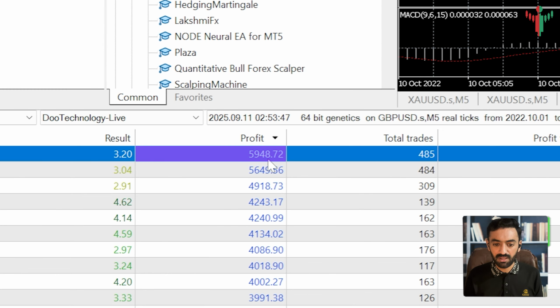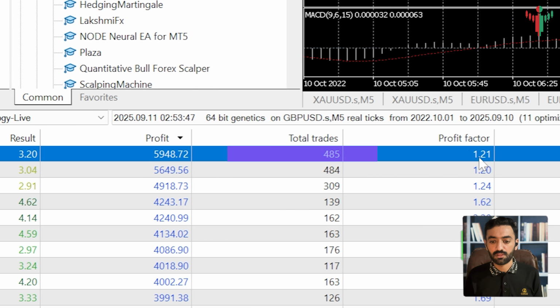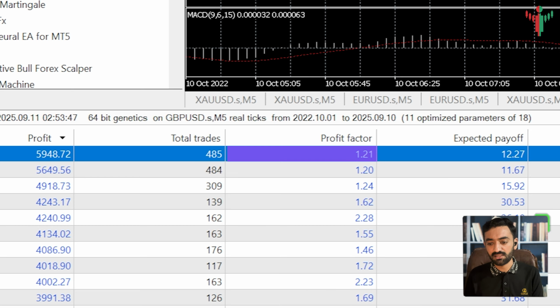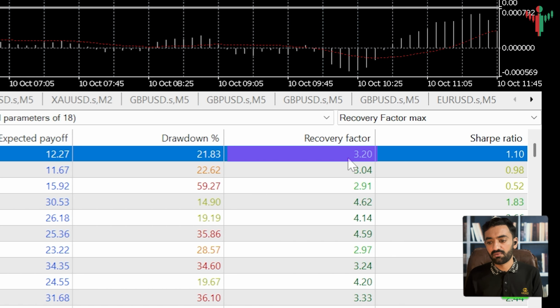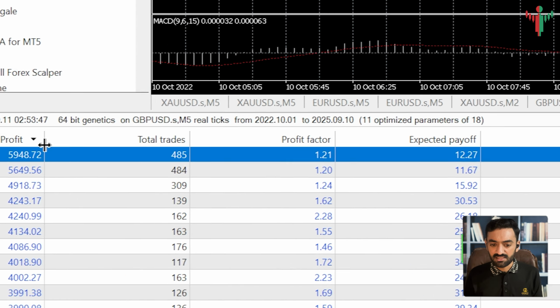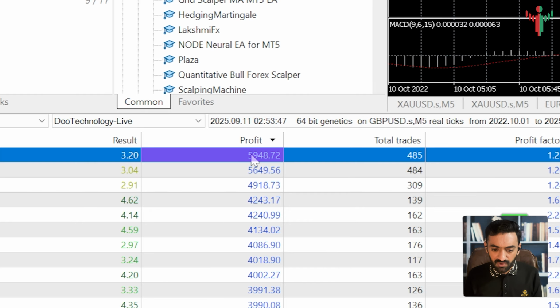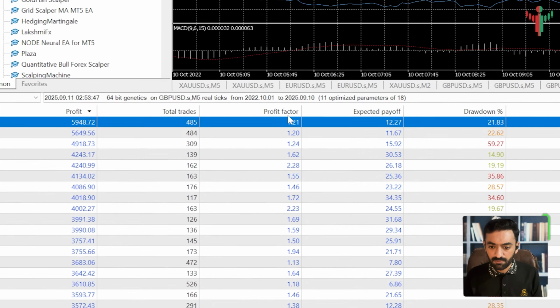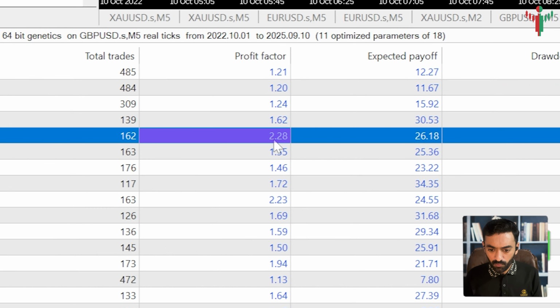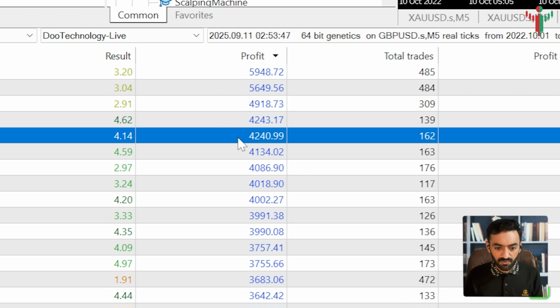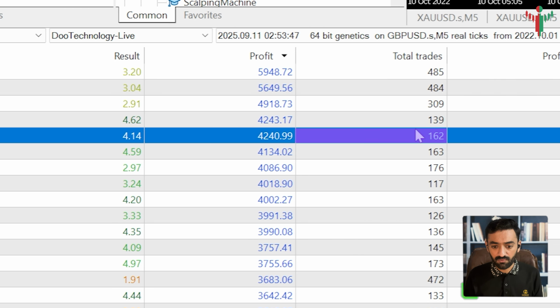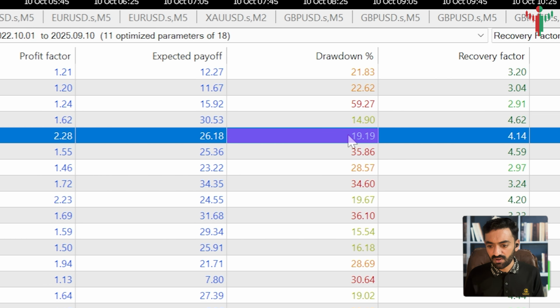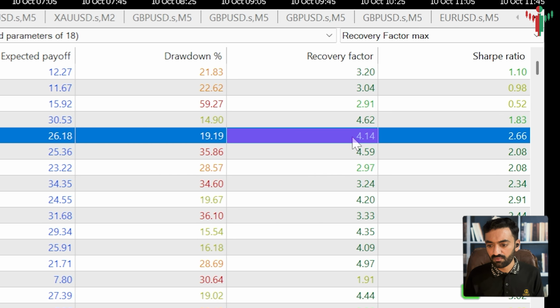Oh great, it made $5,948 with a total number of trades of 485. The profit factor is 1.21, the drawdown is 21, and the recovery factor is 3.2. This is the highest profit, but if I move down a little bit, there is a profit factor of 2.28 with a profit of 4,000 and total number of trades of 162. This result has a drawdown of 19% with a recovery factor of 4.